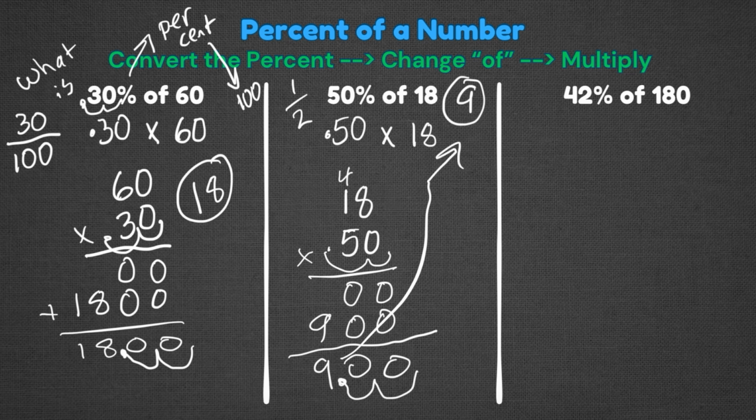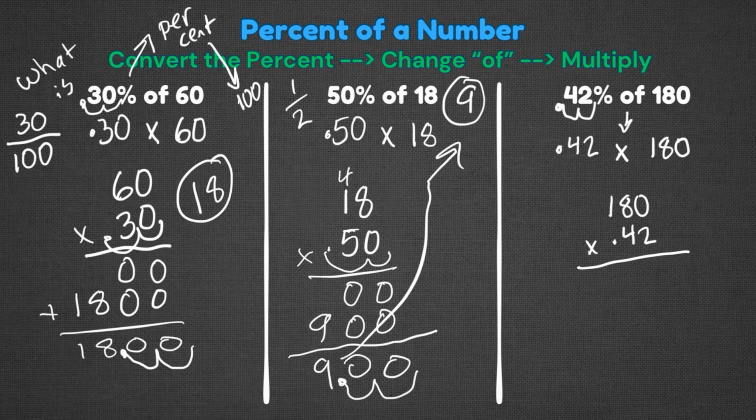And last but not least, 42% as a decimal. Well, let's see. 42% as a decimal, if we move it over 2 spots, it is 42 hundredths. Of comes down and becomes multiplication. And 180 gets to stay 180. Now let's set up the problem. 180 times 42 hundredths. We'll have a few less zeros on this one.